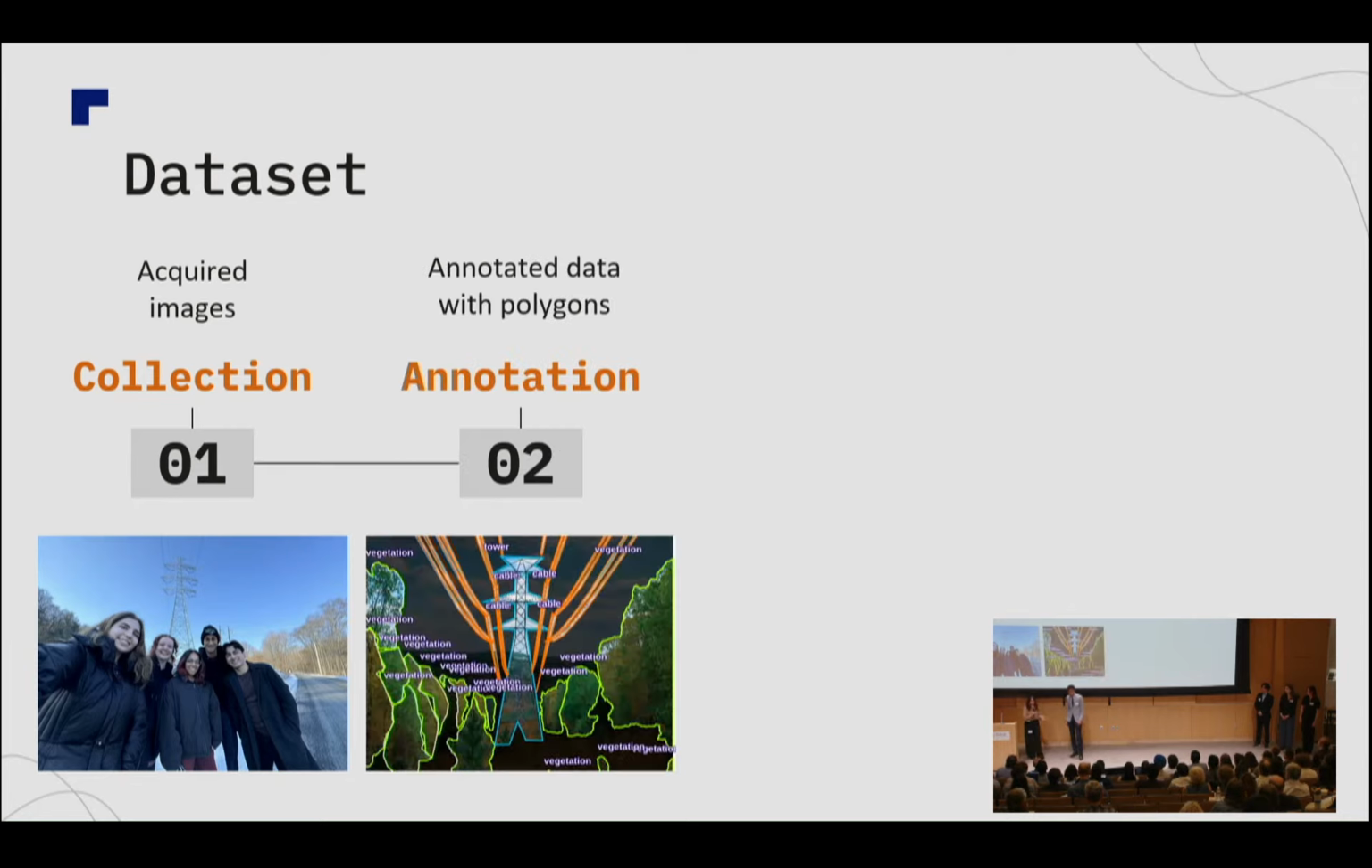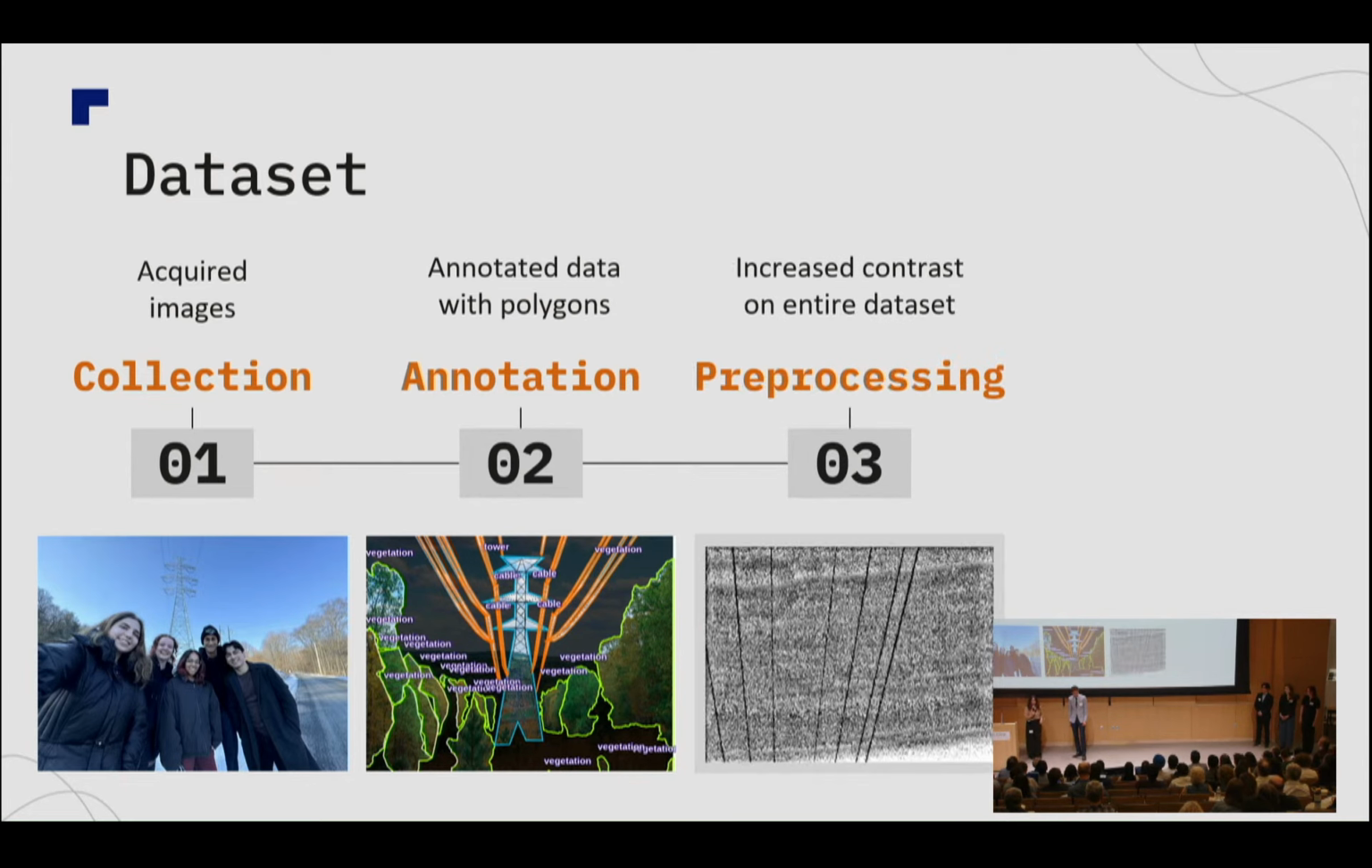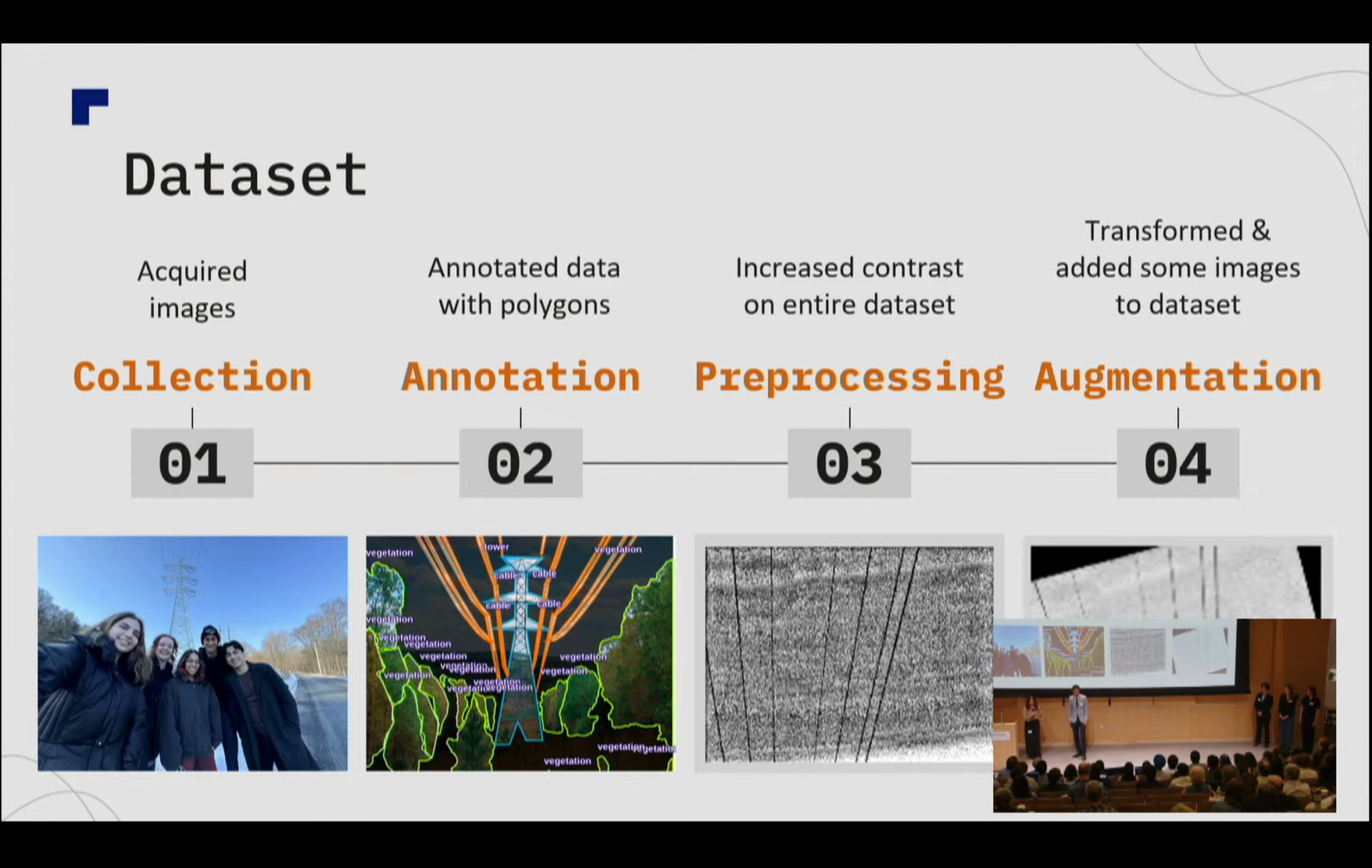The next thing that we did was we annotated this data with polygons for the shapes that we wanted, and after that, we did some pre-processing on the entire data set to improve the contrast because power lines are thin and small. Finally, we did augmentations on segments of the data sets, so basically we transformed some of the images and parts of the images in order to mimic real-life weather conditions like wind and rain, with blurriness, noise, and rotations.